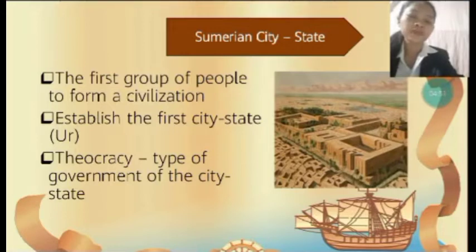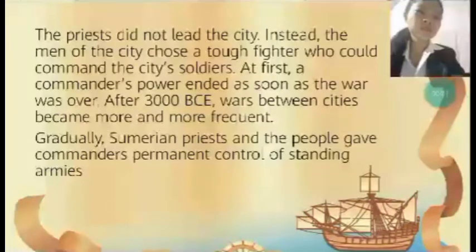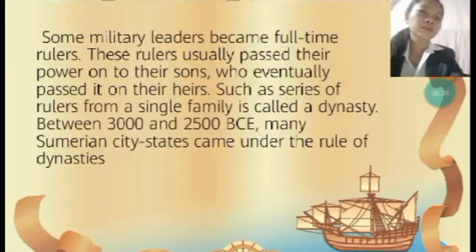He performed administrative duties such as the supervision of the irrigation system, but in times of war, the priest did not lead the city. Instead, the men of the city chose a top fighter who could command the city's soldiers. At first, a commander's power ended as soon as a war was over, but after 3000 BCE, wars between cities became more and more frequent. Gradually, Sumerian priests and the people gave commanders permanent control of standing armies.